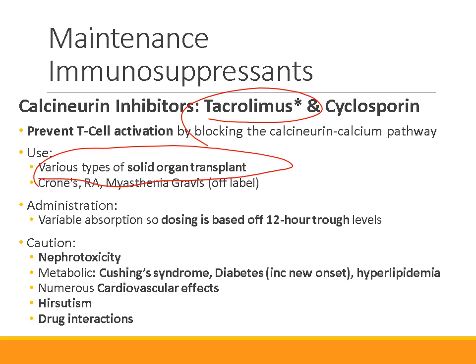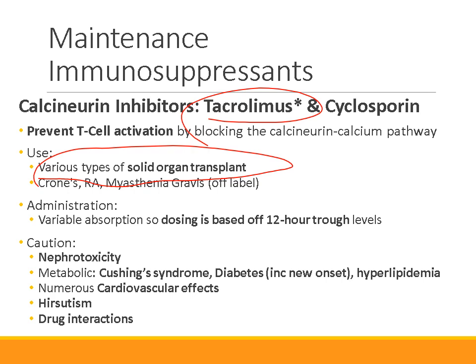The calcineurin inhibitors can be used off-label in various other autoimmune conditions. Here you see Crohn's, RA, myasthenia gravis, but this is not a first-line treatment. Calcineurin inhibitors in autoimmune conditions are reserved for patients who don't respond to other therapies. The reason for this is they are associated with some severe adverse drug effects. For example, there are negative effects on the kidney, and they can be associated with hypertension. We'll talk about all the adverse drug effects in just one second.